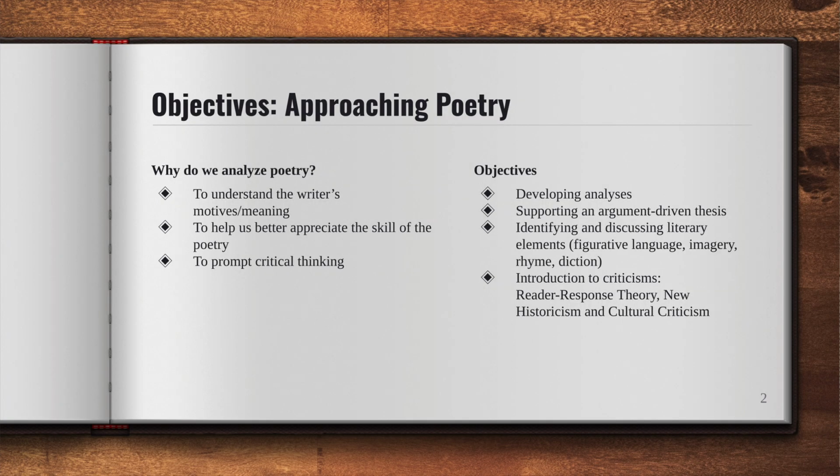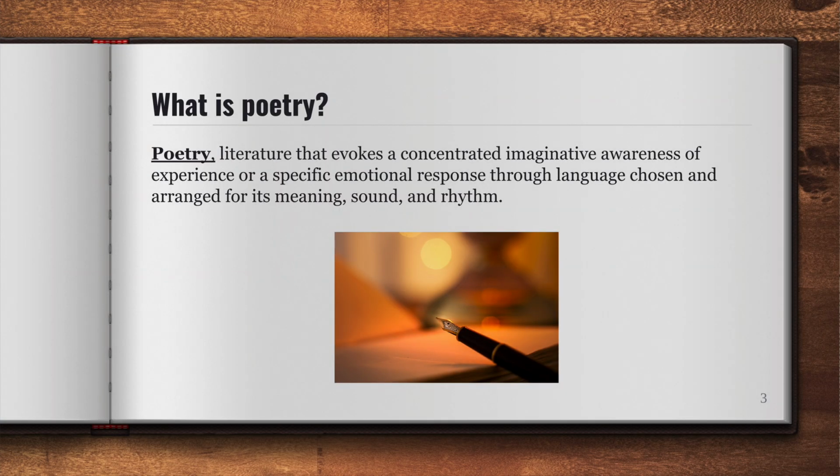All right. So our objectives here are to explore why we study poetry. So why is it important? Why do we even care? What does it teach us, and how can we analyze it? By the end of this unit, you should be able to hopefully read a poem closely, think critically about its language, and support your ideas with textual evidence. We'll also be looking at a quick introduction to criticisms, so reader response theory, new historicism, and cultural criticism. All right, let's go ahead and go to the next slide.